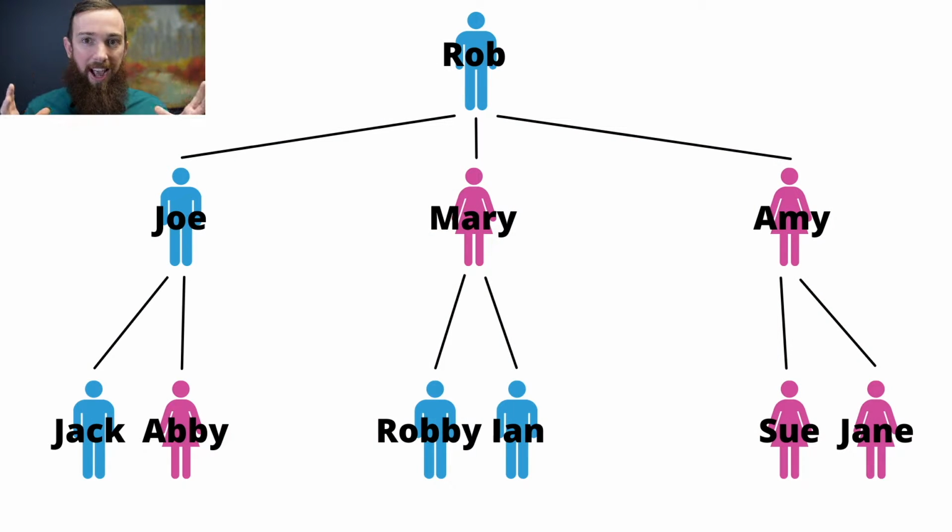So we're looking at this in the way that I typically see this scenario come into play, and that is with a grandparent, parents, and grandchildren. You've got 3 levels in there. So let's assume that Rob is the grandparent and he is the insured. Rob has listed Joe, Mary, and Amy, his children, equally as the primary beneficiaries. And then each of his grandchildren, Jack and Abby, who are Joe's children, Robbie and Ian, who are Mary's children, and Sue and Jane, who are Amy's children, all equally for the 6 of them as the contingent beneficiaries.